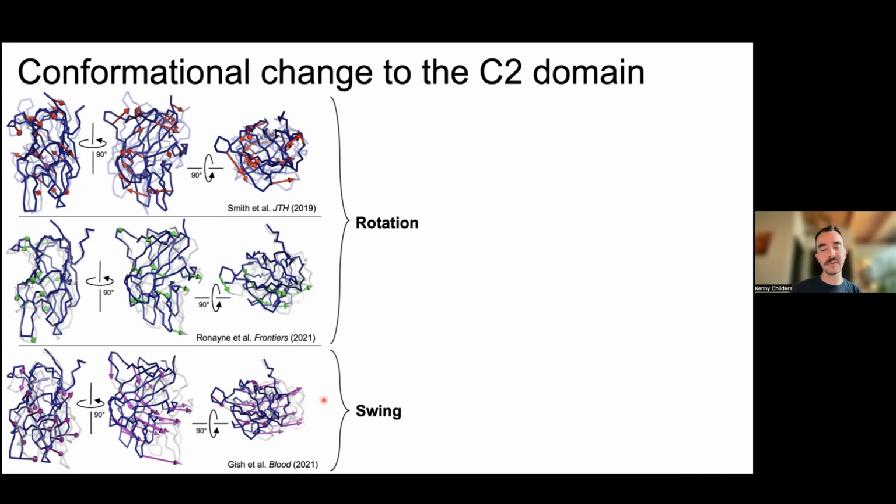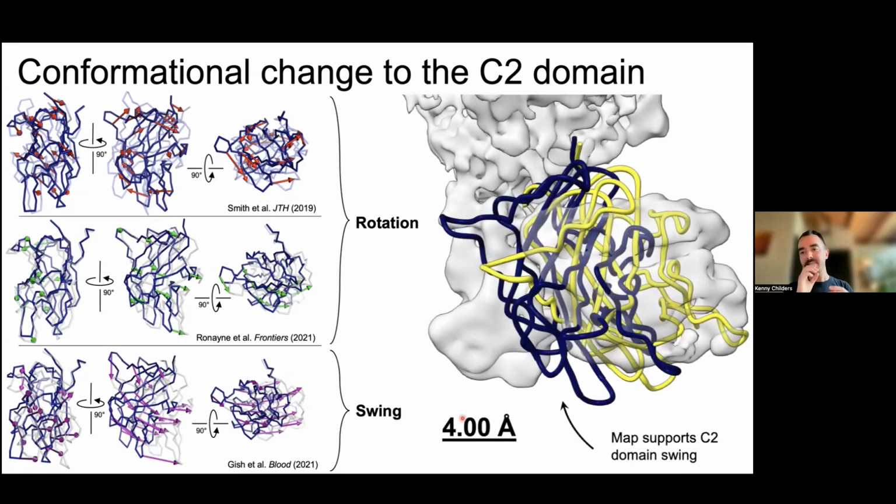However, in a third structure, one of our grad students found that the domain doesn't twist, but the C2 domain actually swings out and adopts about a 20-degree swing relative to the rest of factor VIII. So if we look at the cryo-EM structure of the NB11B2 bound to factor VIII, we actually found that this C2 domain does adopt a 20-degree swing. So it supports this bottom conformational change that we've seen in a previous crystal structure.